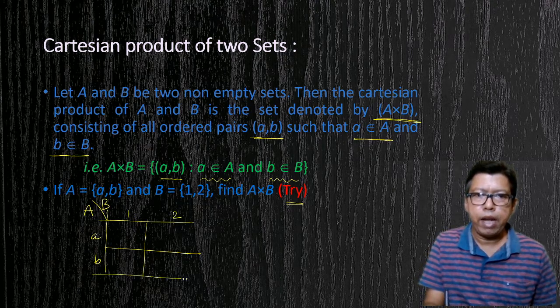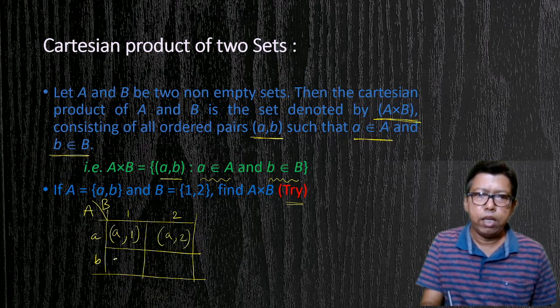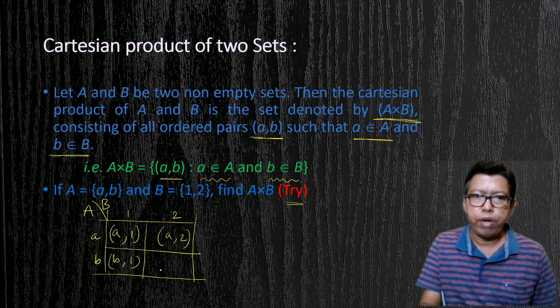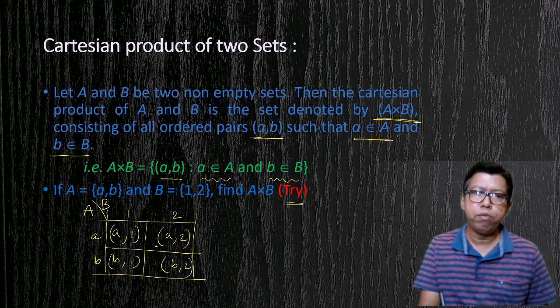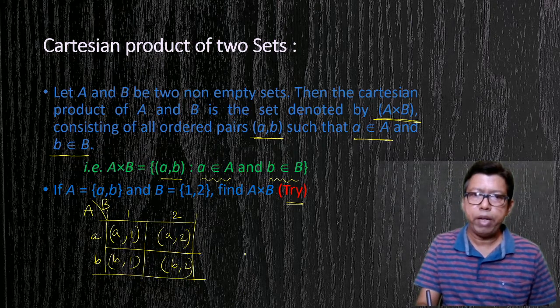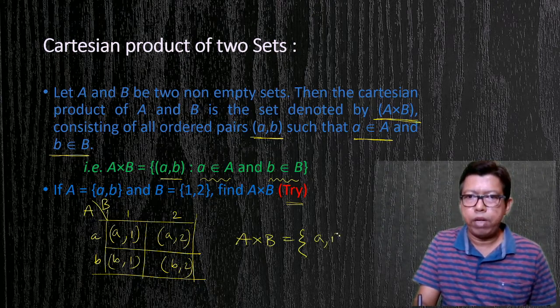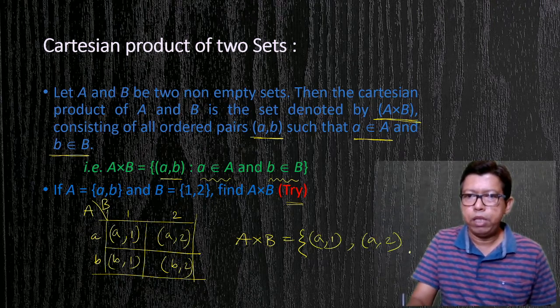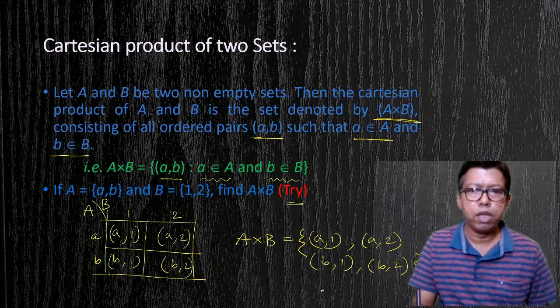Now if you write all possible ordered pairs, you have to write the first element from set A and the second element from set B. So (a, 1), then (a, 2), then (b, 1), and finally (b, 2). So there are 4 ordered pairs, respectively (a,1), (a,2), (b,1), (b,2), or you may write A cross B as {(a,1), (a,2), (b,1), (b,2)}. So the cardinal number of the Cartesian product A cross B is equal to 4.